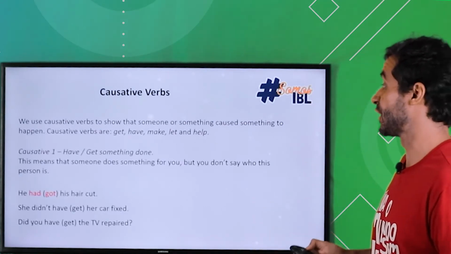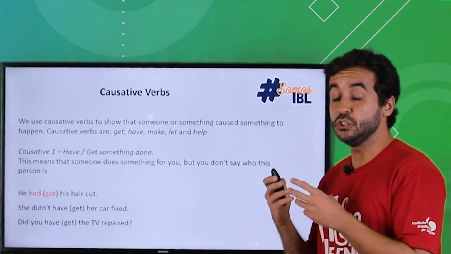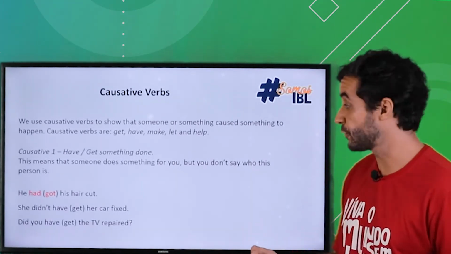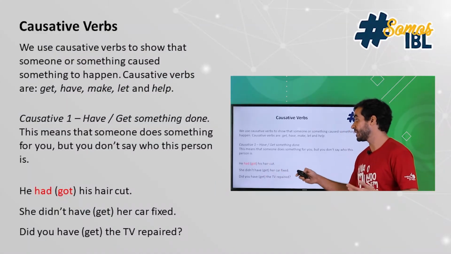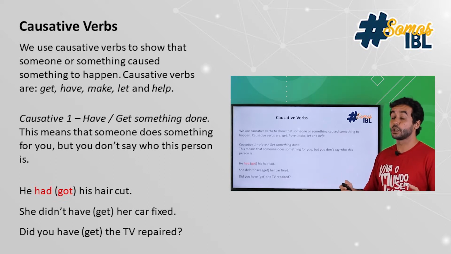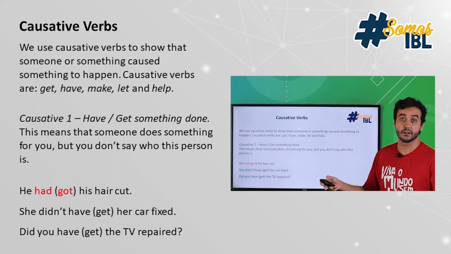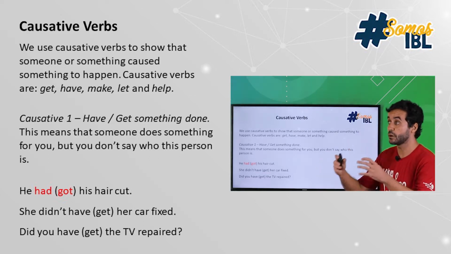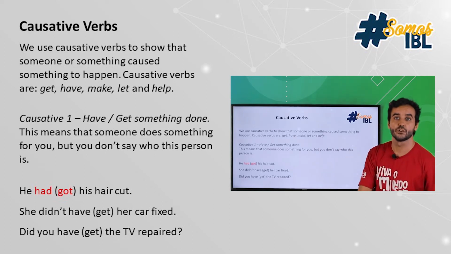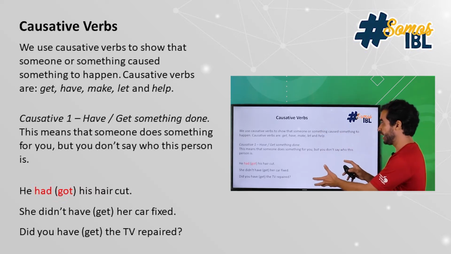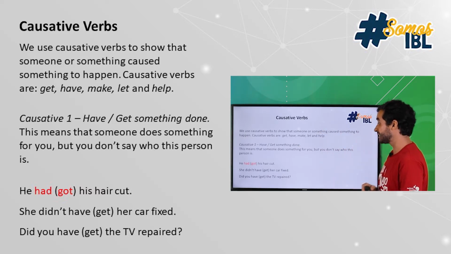So let's take a look at the first one, have or get, okay? This is used whenever you hire some service. For example, he had or he got his hair cut. But it could be not only a hairdresser, it could be a computer repair, or a home repair, right? Whenever you have a service you might hire, you can say it in that situation because you are making somebody do work for you. So you can always use it like this: have, then the thing, and then a verb in the past participle, okay?